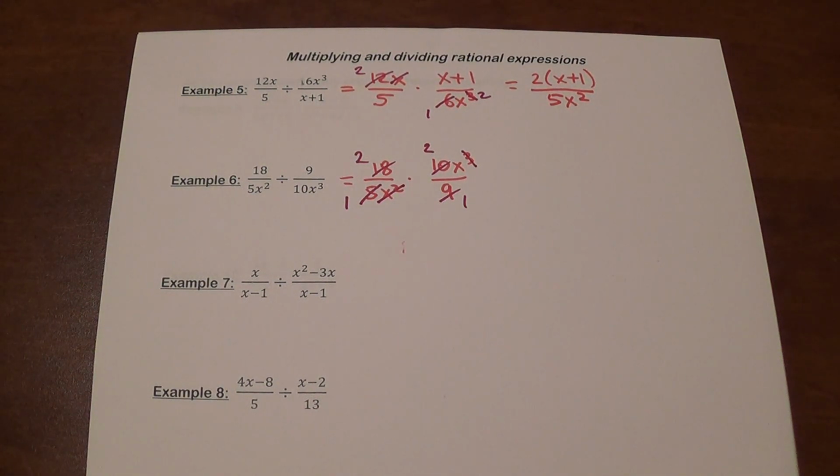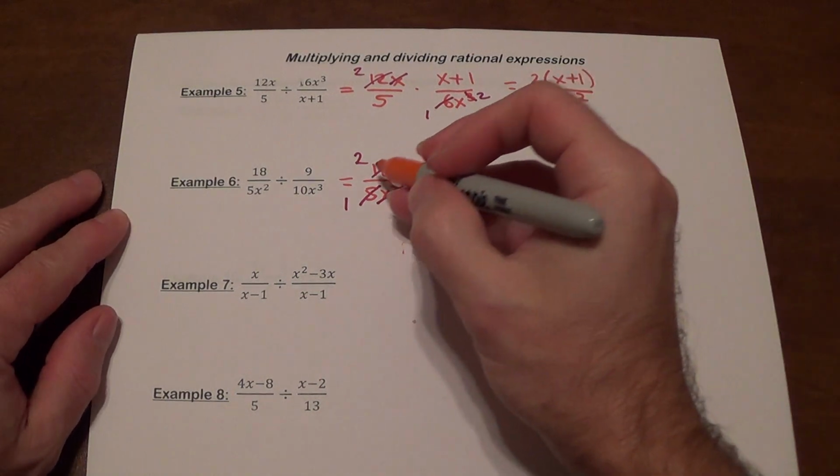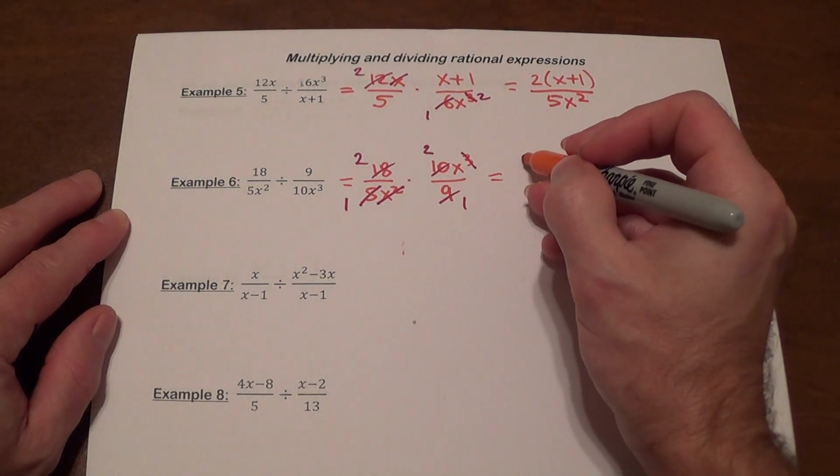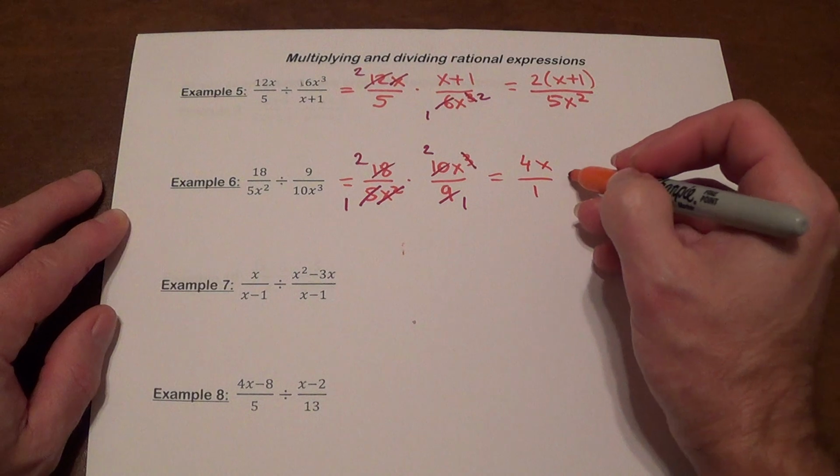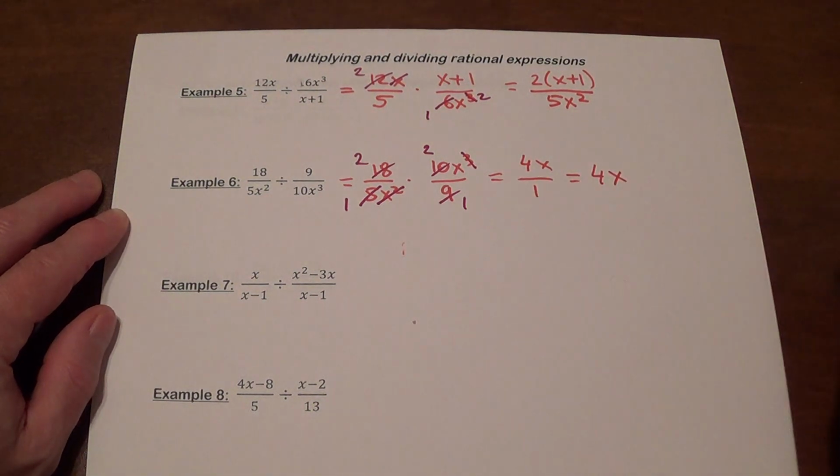So what are we left with? We are left with 2 times x on top. That's 4x. 1 on the bottom, or simply rewrite that as 4x.